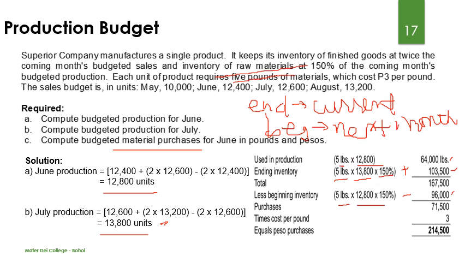So that would be 12,800. Then since the costing is 3 pesos per pound, so we multiply 71,500 times 3. You will get 214,500. This is in peso. If we're asked how much is the budgeted materials purchases in units or in pounds, the answer is 71,500. So if we're asked how about the materials purchases in peso, the answer is 214,500.